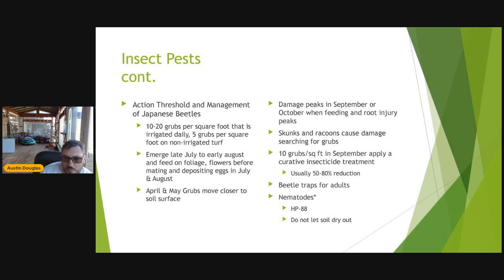And then if you can find 10 grubs per square foot in September, you can apply a curative insecticide treatment, and it's usually going to reduce the population by about 50 to 80%. Pretty significant, okay? So again, that'd be a broadcast application of the turf to wipe them out. If you can get 50% reduction, that's pretty significant. If you can go from 10 grubs a square foot down to 5, you've reduced it very, very heavily.